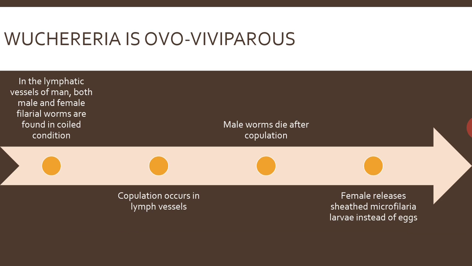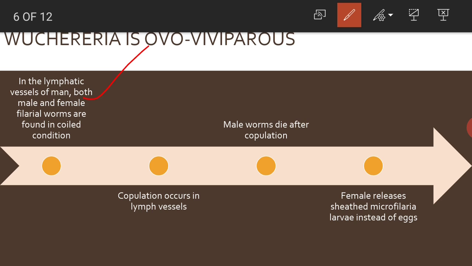Wuchereria is ovoviviparous. Here you can see in the lymphatic vessels of human being, both male and female filarial worms are found in coiled conditions, and male worms die after copulation. After copulation, male worm die, and copulation occurs within the lymph vessels. After copulation, once the male worm is dead, the female continues its life cycle. It releases sheeted microfilaria larvae instead of eggs.